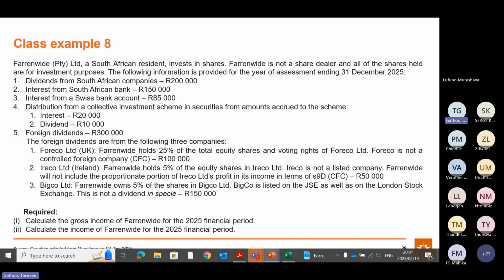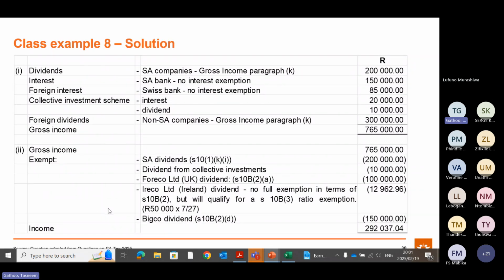Okay, so let's look at it. Let's first calculate the gross income, and then we're going to calculate the income. In terms of gross income, the dividends from the SA companies will be included in terms of paragraph (k) of the gross income definition, so that's 200,000. Your interest from your SA bank account will be included, 150,000, and again, no interest exemption because the interest exemption is only applicable to natural persons. Foreign interest from the Swiss bank account of 85,000 is included in your gross income. Foreign interest, whether for companies or for natural persons, there is never an interest exemption.